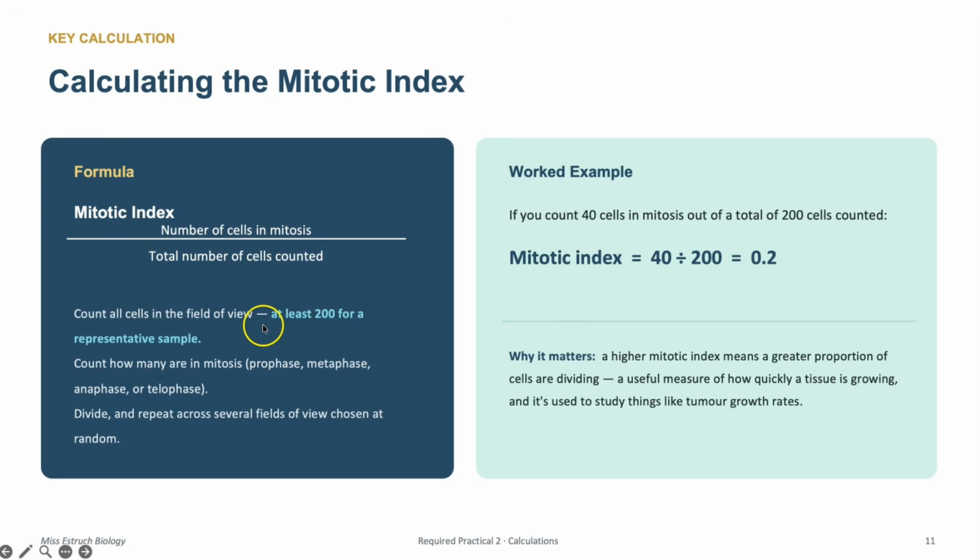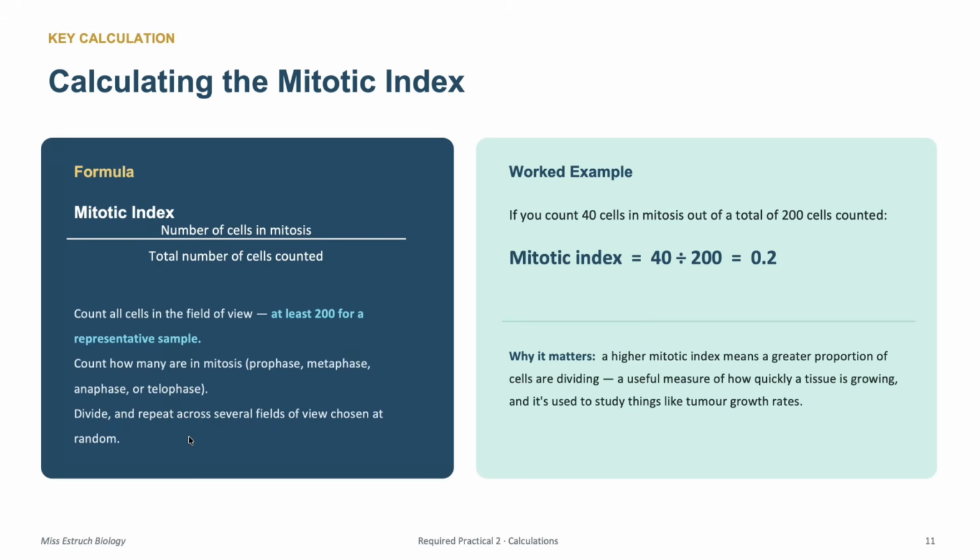Sometimes to even cut that stage out, they even tell you in the exam how many cells are visible in that sample. And then that means you only have to do this step, count how many of those cells are in mitosis. And then we can do our calculation, number of cells in mitosis divided by the total number of cells.